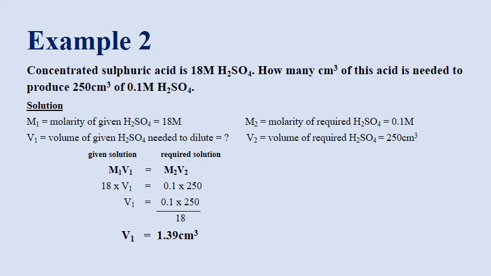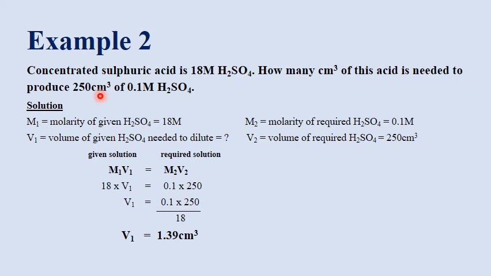The next example involves a concentrated solution of sulfuric acid, that is 18 molar sulfuric acid as our stock solution, and we need to find out how many centimeter cube of this acid is needed to produce our 0.1 molar sulfuric acid solution, that is 250 centimeter cubes in volume.